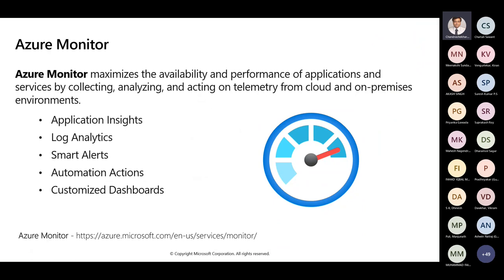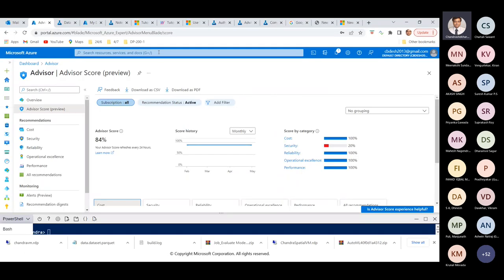Azure Monitor maximizes availability and performance of applications and services by collecting, analyzing, and acting on telemetry from cloud and on-premises environments. The performance and health of every service you can check from here. You can generate different alerts, monitor analytics of the logs, and automate actions. That is also possible through Azure Monitor.